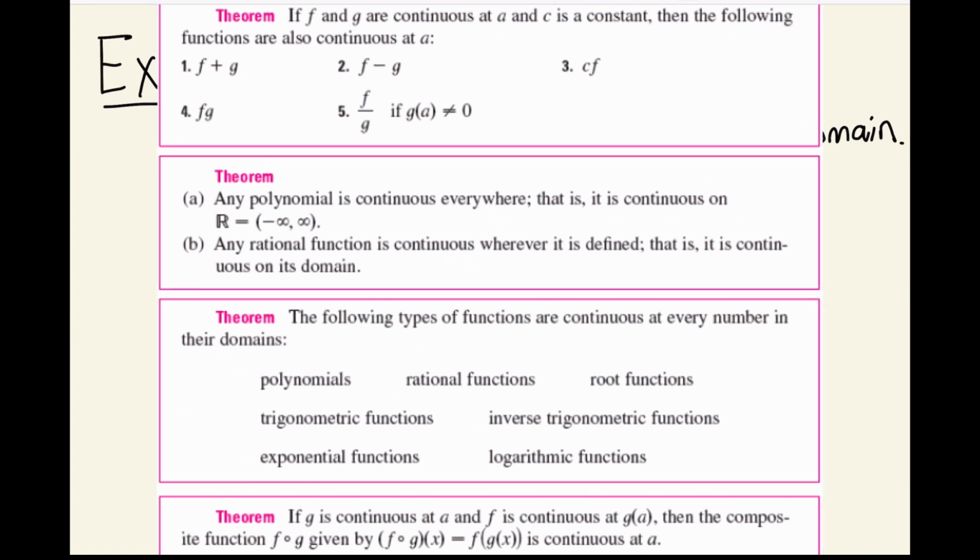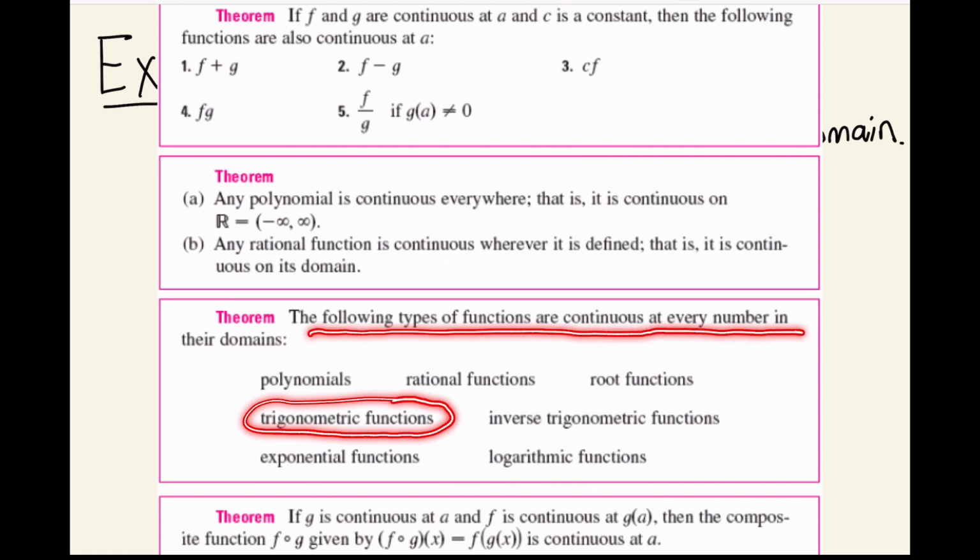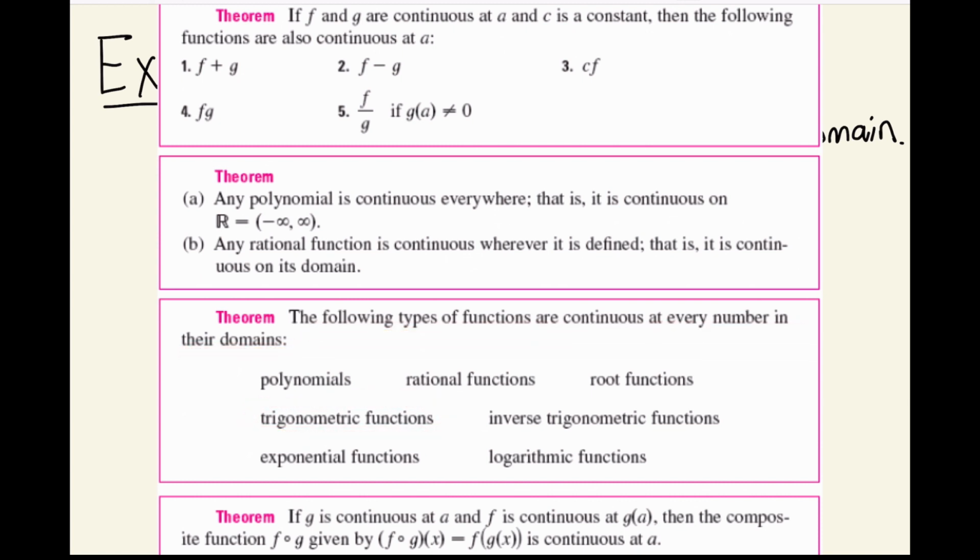So we saw that there was sine x. That is a trigonometric function. And this theorem is telling us that the following types of functions are continuous at every number in their domain. x squared minus 4 is a polynomial function. So that is another case where we have a function that's going to be continuous at every number in its domain.